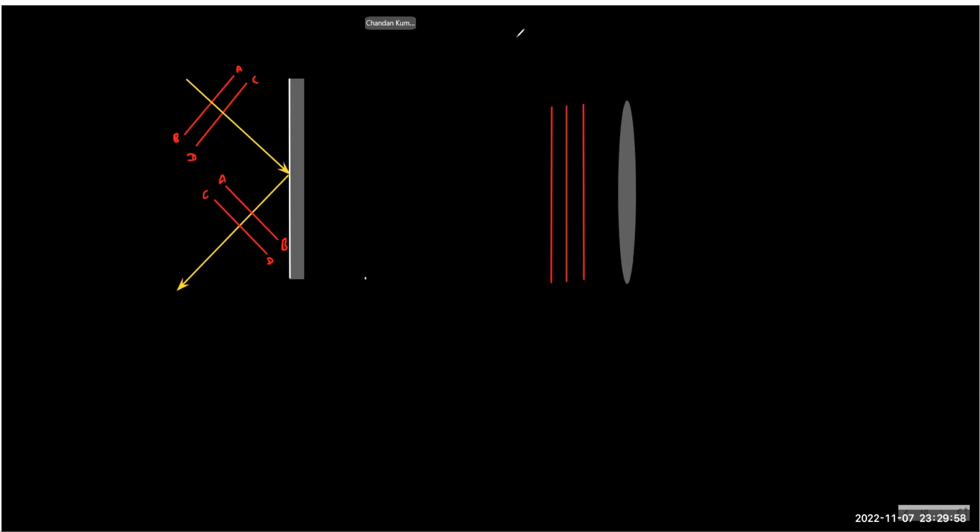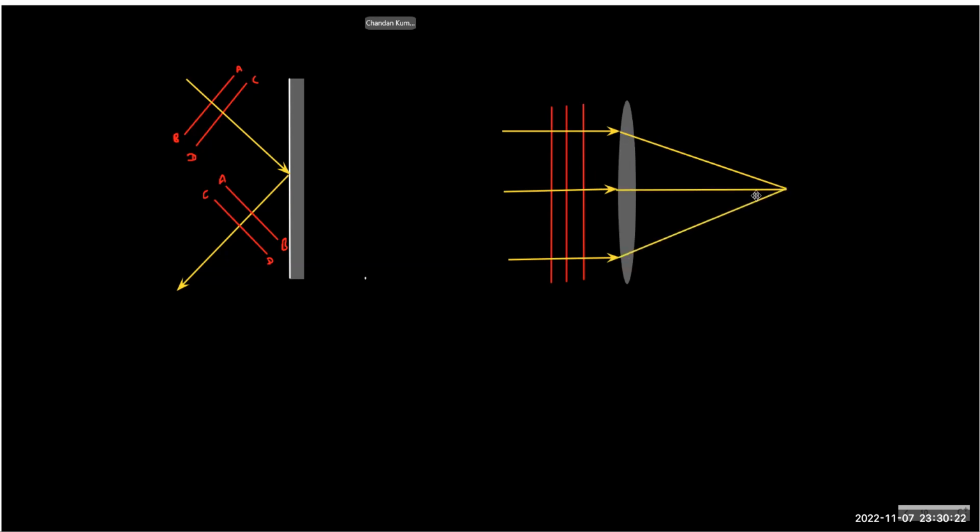As per the Huygens principle, the light ray is like this, guys. Yes or no? And we know how the light ray will bend after passing through the convex lens, towards the principal axis. Something like this. Very good.